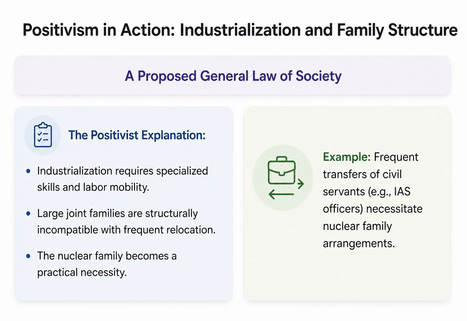Let's look at positivism in action, using our earlier example of urbanization and family structure. A positivist would look at the data and propose a general law. Industrialization requires labor mobility. If you are a mechanical engineer, you have to move to where the factories are: Pune, Manesar, wherever the job is. You cannot practically relocate a joint family of 20 people every time you change jobs. Therefore, industrialization structurally forces the creation of nuclear families. We see this today with IAS officers who face frequent transfers. Maintaining a joint family on the move is impossible, making the nuclear family a practical necessity.